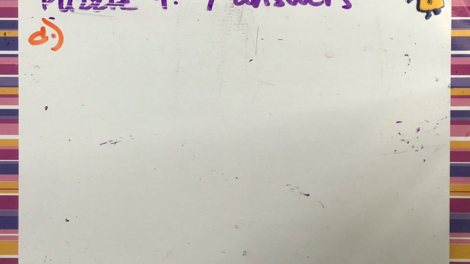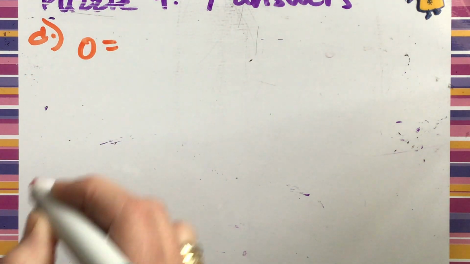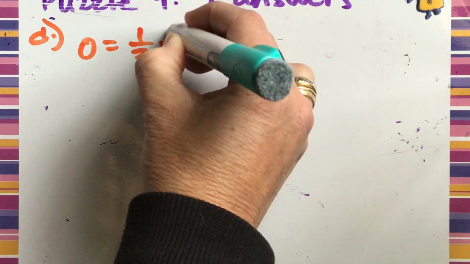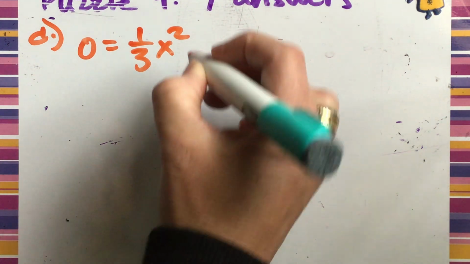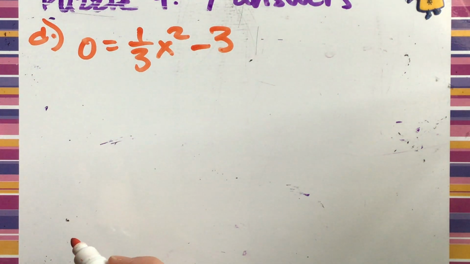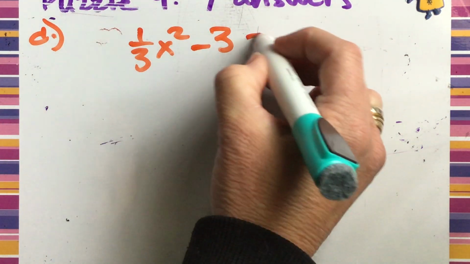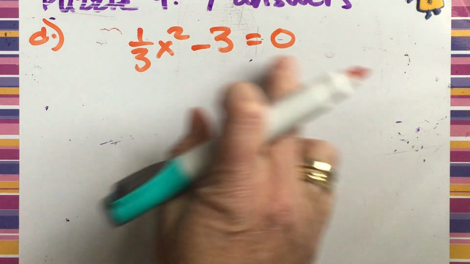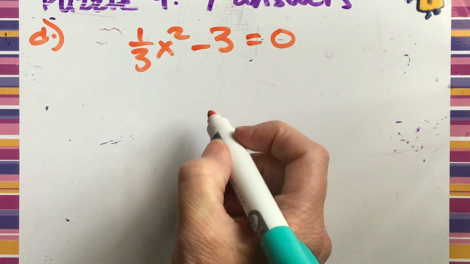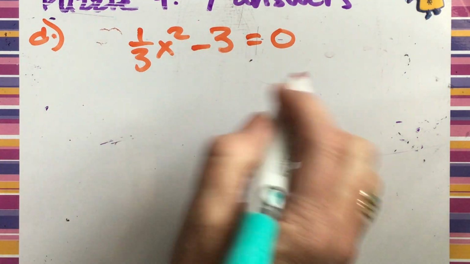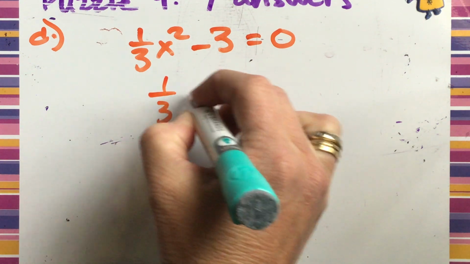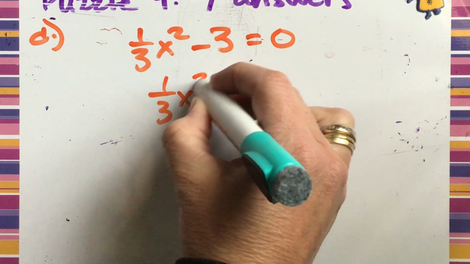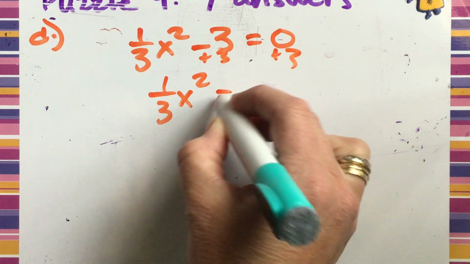And D says, let's see, we just want to find a positive solution. So we have this, 0 equals 1/3 x squared minus 3. It sounds kind of strange, but I like writing the 0 on that side. Now I want to move my 3 over to that side because I don't have a bx term. So I'm going to move my c over. So 1/3 x squared, I'm going to add 3 equals 3.